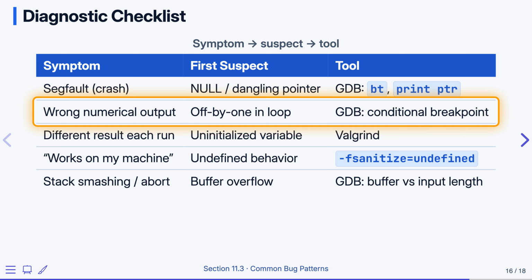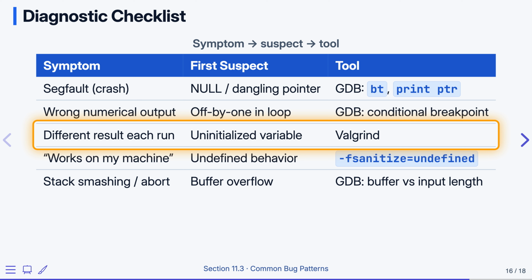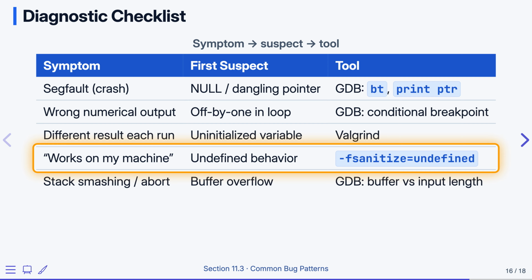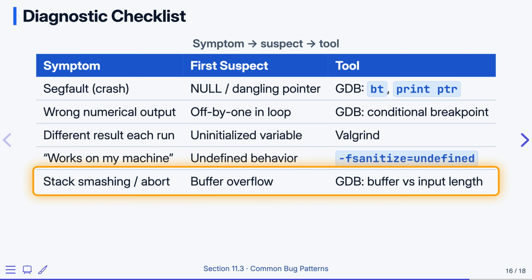A different result on each run means an uninitialized variable, confirmed with Valgrind. "Works on my machine" means undefined behavior, confirmed with the undefined behavior sanitizer. And stack smashing or an abort means a buffer overflow, confirmed by comparing the buffer size to the input length.